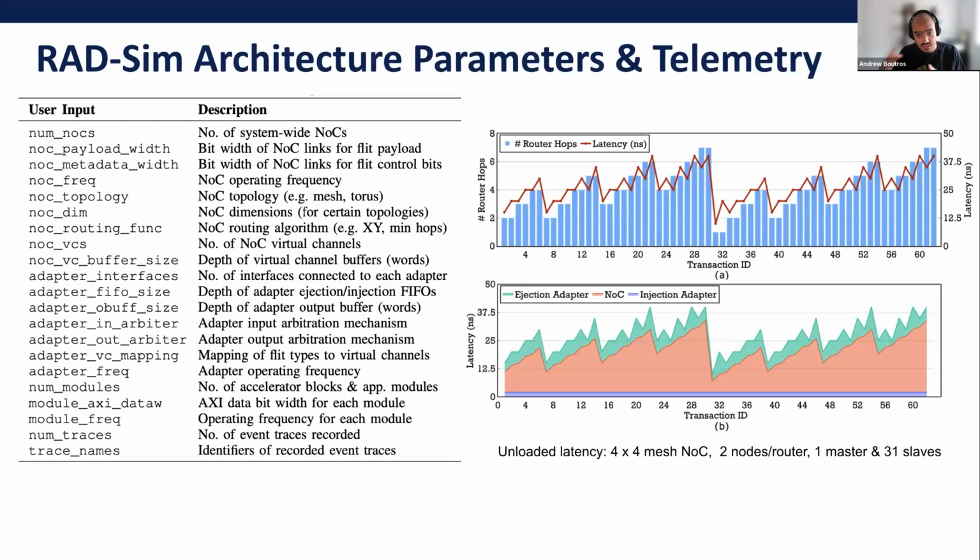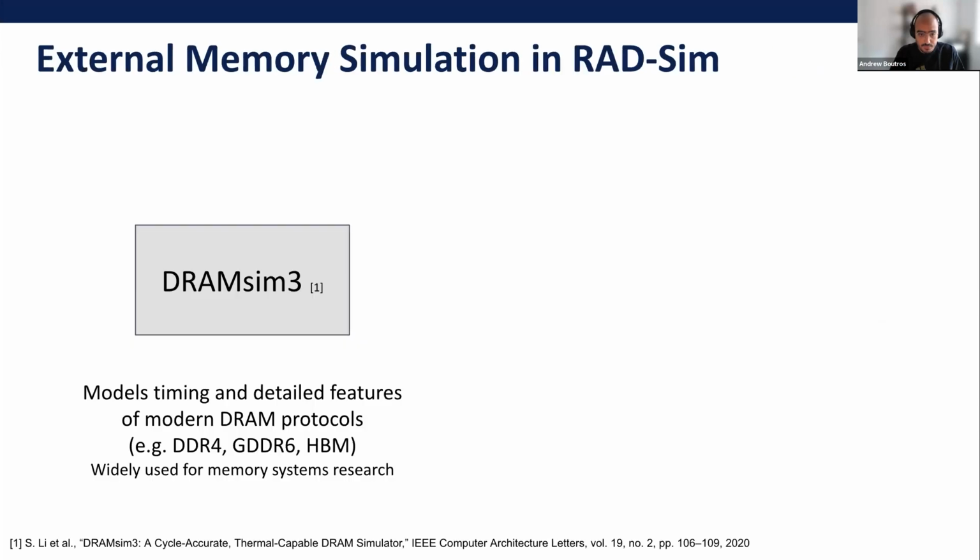So just to give you a sense of what type of inputs and outputs you would get of RAD-Sim. On the left, there's a big table of different input parameters that you can specify. Things about the NoC architecture, the NoC adapter architecture, the modules of your application, your hard blocks, and so on. And then on the right shows what you can get out of RAD-Sim. So you can get statistics about, for example, what happens over the NoC, how many hops each packet goes through, and how the latency is broken down between different components of your NoC, and so on.